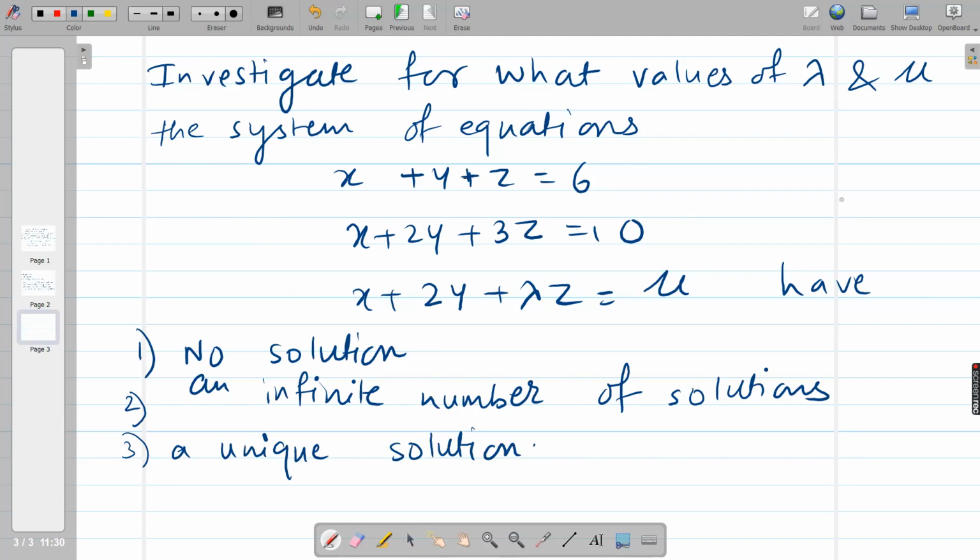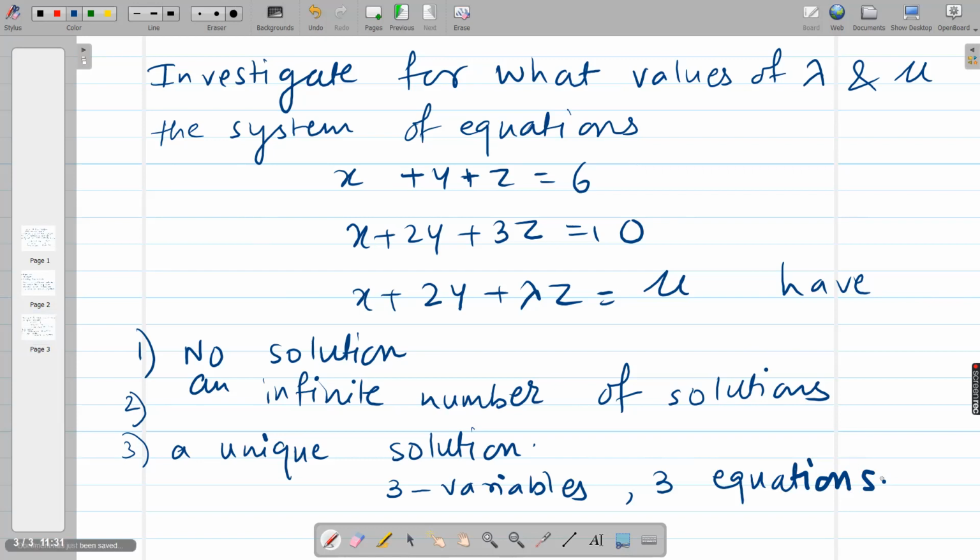So this is a 3x3 system, right? We have 3 variables and 3 equations. Usually when our 3x3 matrix gets all 3 leading ones in each column, then we may have a unique solution. So let us see what happens when we reduce this to row echelon form.